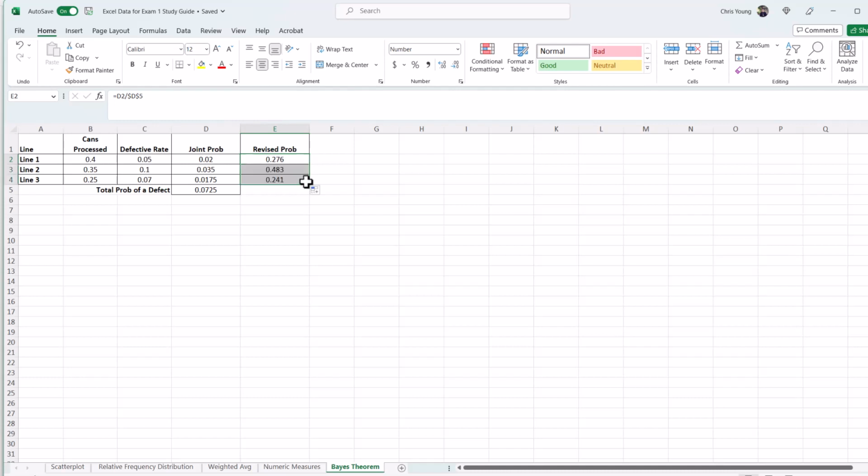And so now to determine which line is the most likely for causing the defect, we're just looking for the line that has the highest revised probability. So we can see that line 2 has the revised probability of 0.483, and so they're the most likely culprit for the defect.